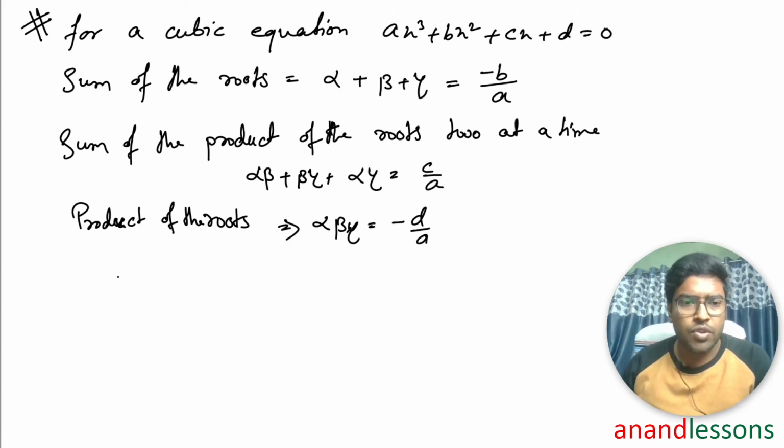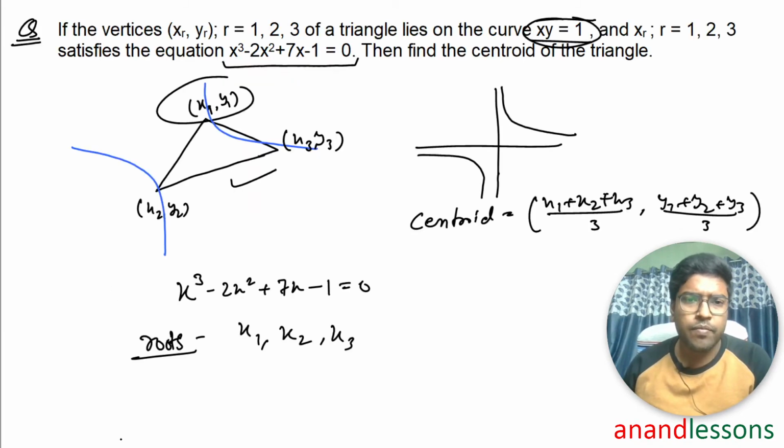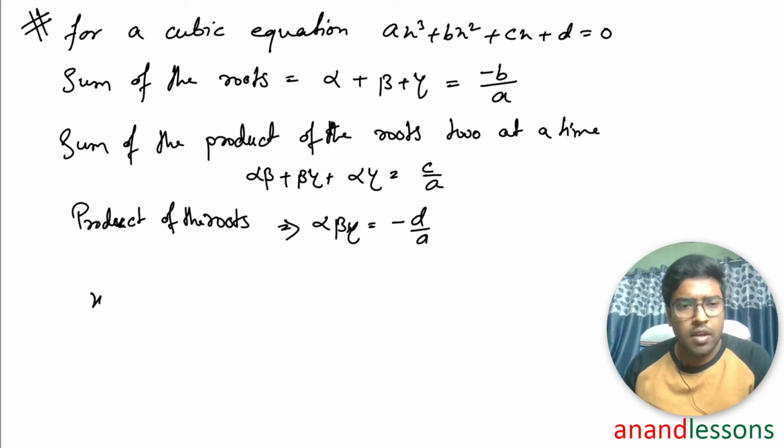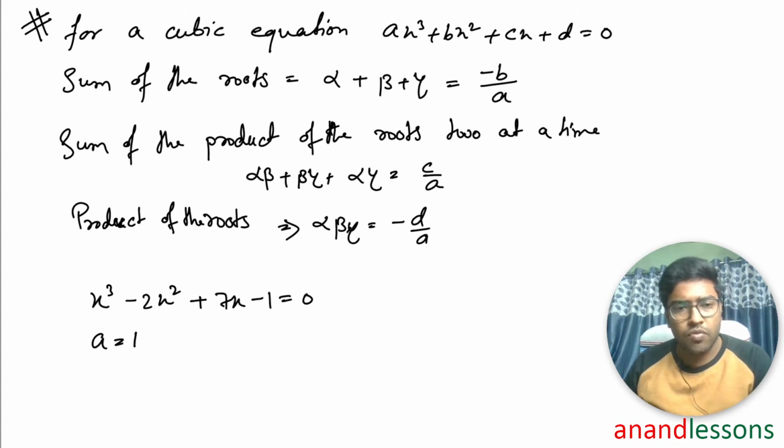So what is the equation that we have got from the question? That is x cube minus 2x square plus 7x minus 1 equals 0. So here a equals 1, b equals minus 2, c equals 7, and d equals minus 1.